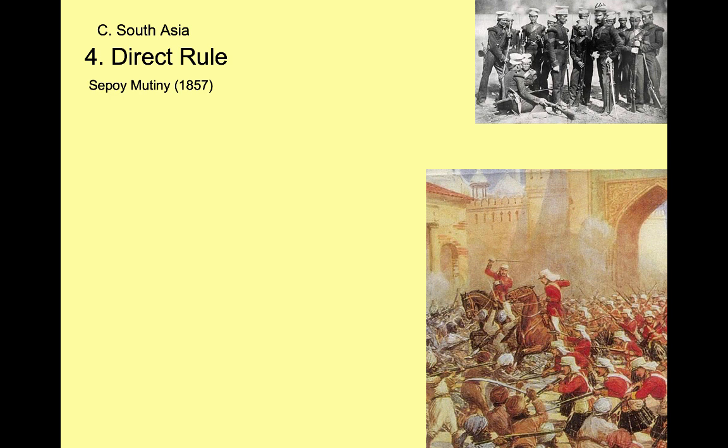Tension is building among the people of India, and that tension expresses itself in something called the Sepoy Mutiny. Now, if you remember, we had said Sepoys were South Asians that were working for the company, the British East India Tea Company, to oppress their fellow people and keep company rule going.